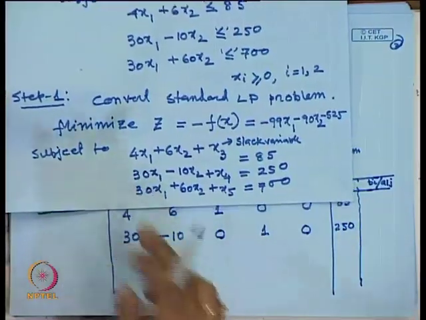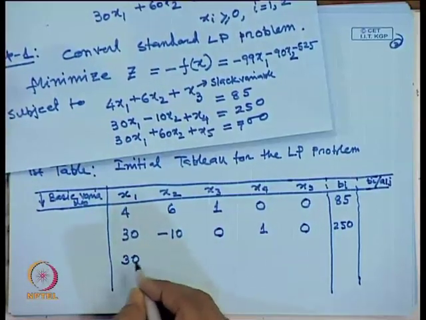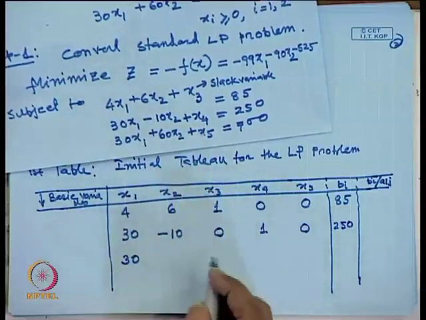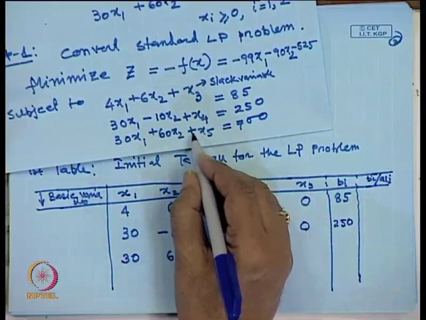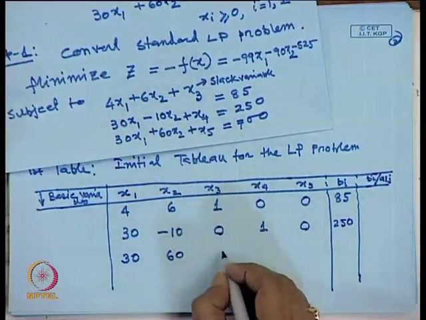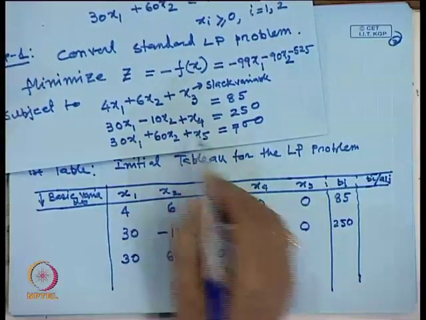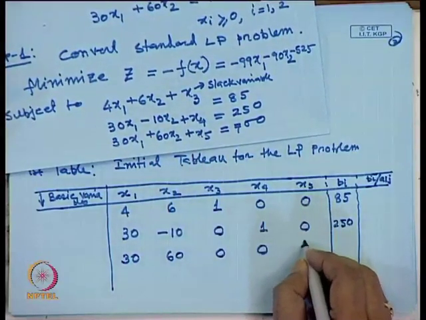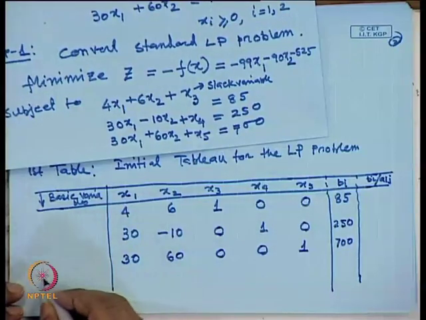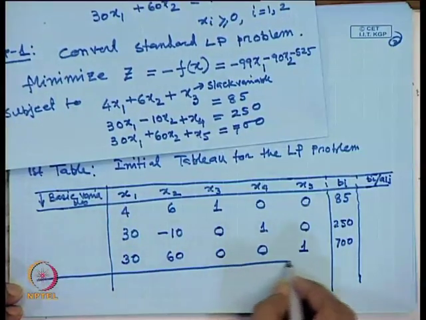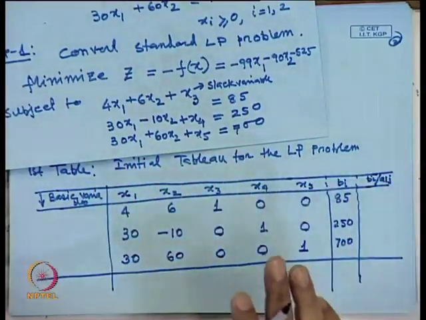Similarly, the third equation, 30 x1, 60 x2, then there is no x3, x4, so their coefficients I can write 0, then the x5 coefficient is 1, that is equal to 700. So, this is the standard LP problem. This is the equality constraint I have written into tabular form.